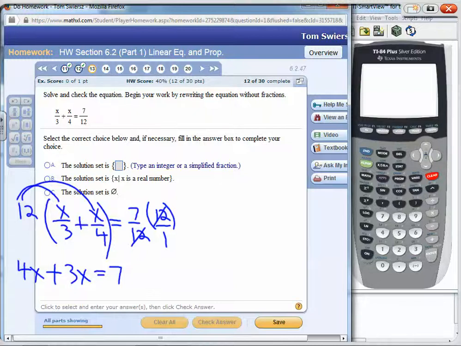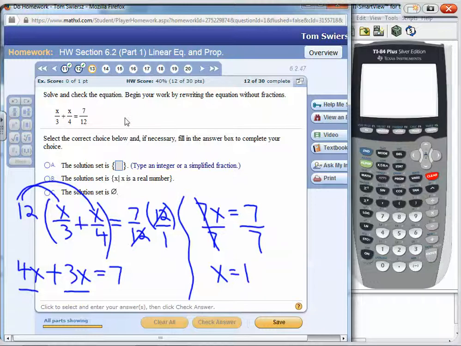Okay, now where are we at? 4x plus 3x on the left side, similar terms add them, gives us 7x. And we would divide by 7 to cancel the 7's on the left side with the x. So we would just get 1x or x. And also 7 divided by 7 on the right side is 1. So our correct answer is x equals 1.